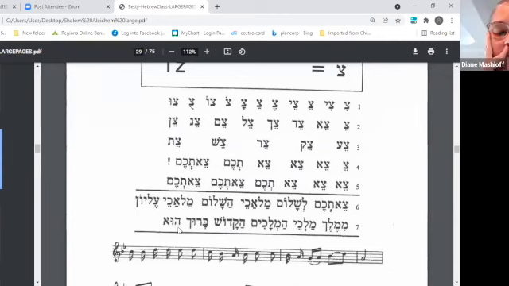Baruch Hu. Exactly what you did last page, except instead of Barchuni, we have Satan. Can you say that again? Say that first word again. Satan. That's the only thing that's new on the whole page. All the rest is exactly what we did in the last one.